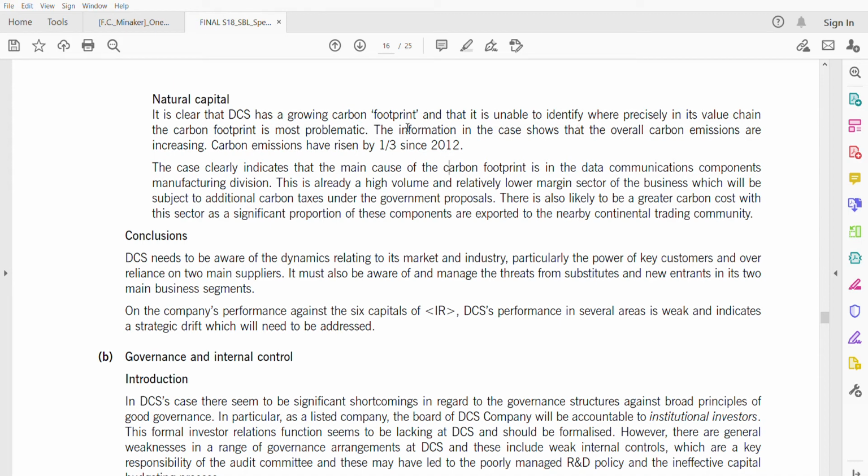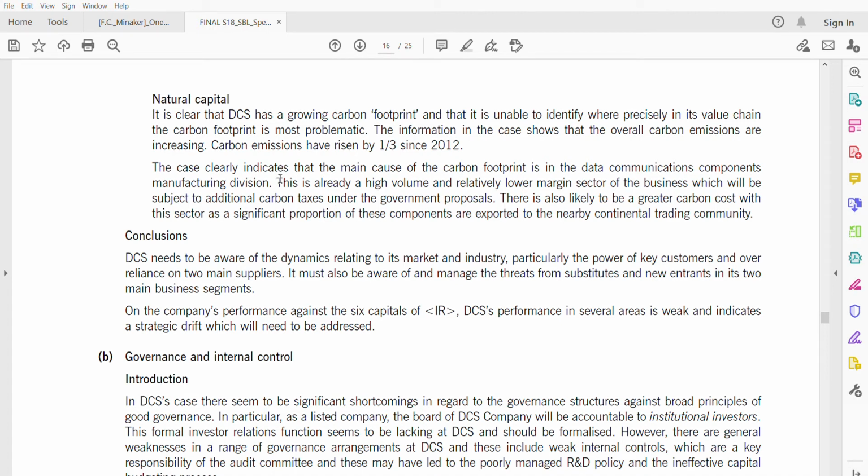The information in the case shows that the overall carbon emissions are increasing. Carbon emissions have risen by 1/3 since 2012. And the case clearly indicates the main cause of the carbon footprint. They're not just saying the carbon footprint is increasing, but the main cause of the carbon footprint is in the data communication component manufacturing division. Why is it so that in this division only your carbon footprint is increasing? Let's see why.